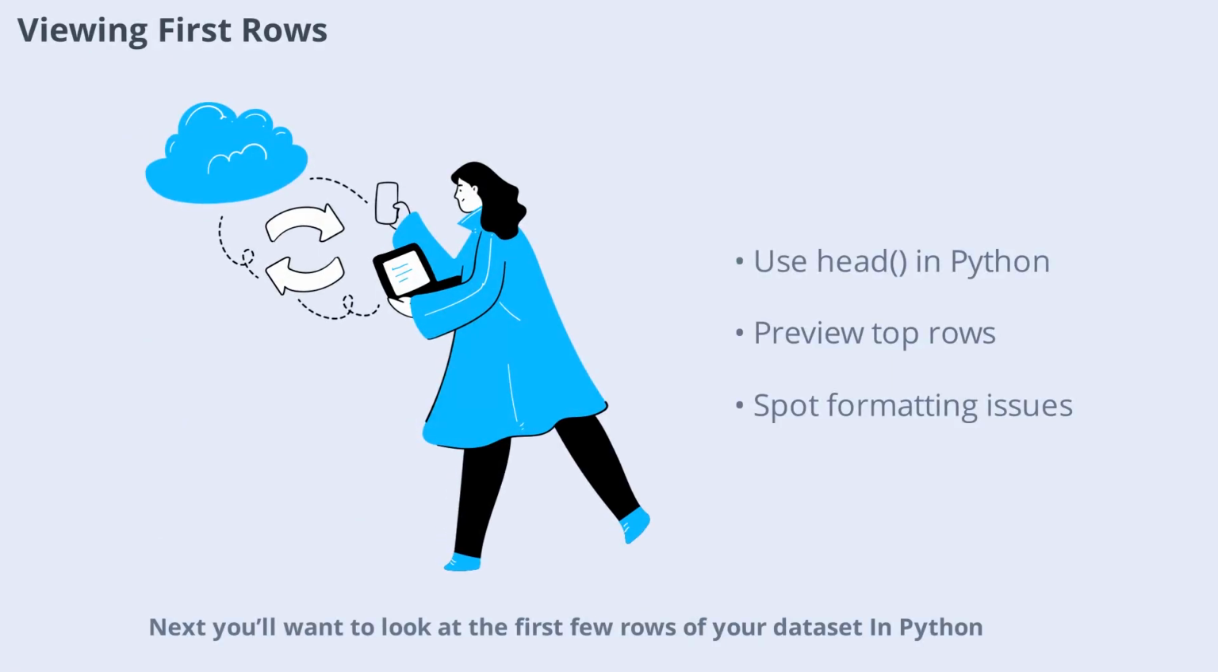Next, you'll want to look at the first few rows of your dataset. In Python, the head function lets you preview the top entries. This quick look helps you spot any obvious issues like unexpected values or formatting problems. It's a simple but powerful way to get familiar with your data before diving deeper.